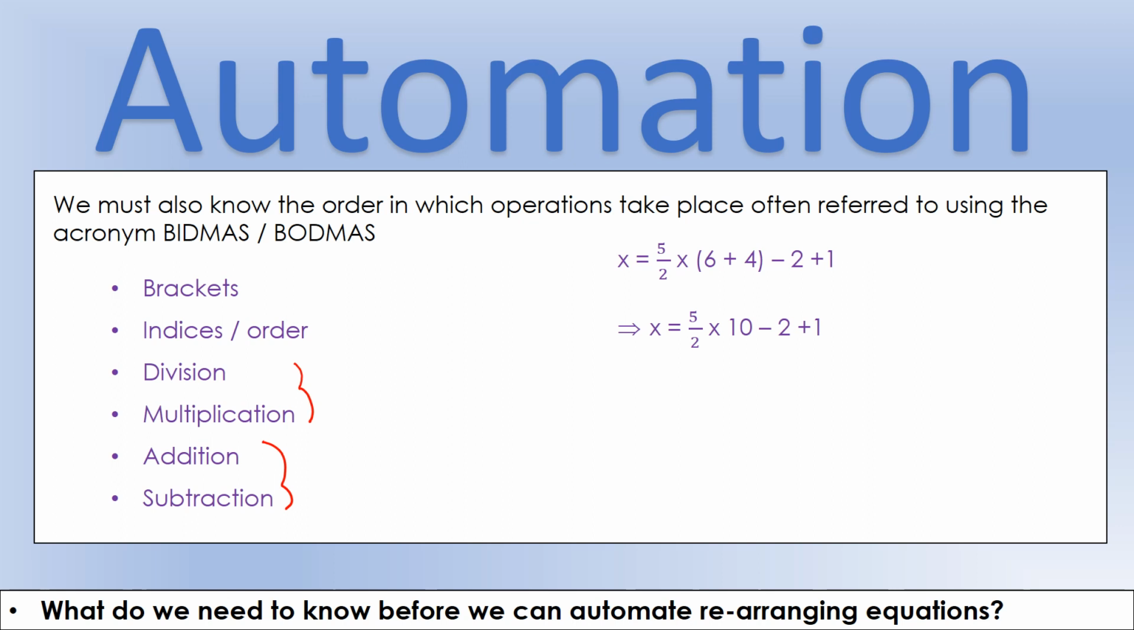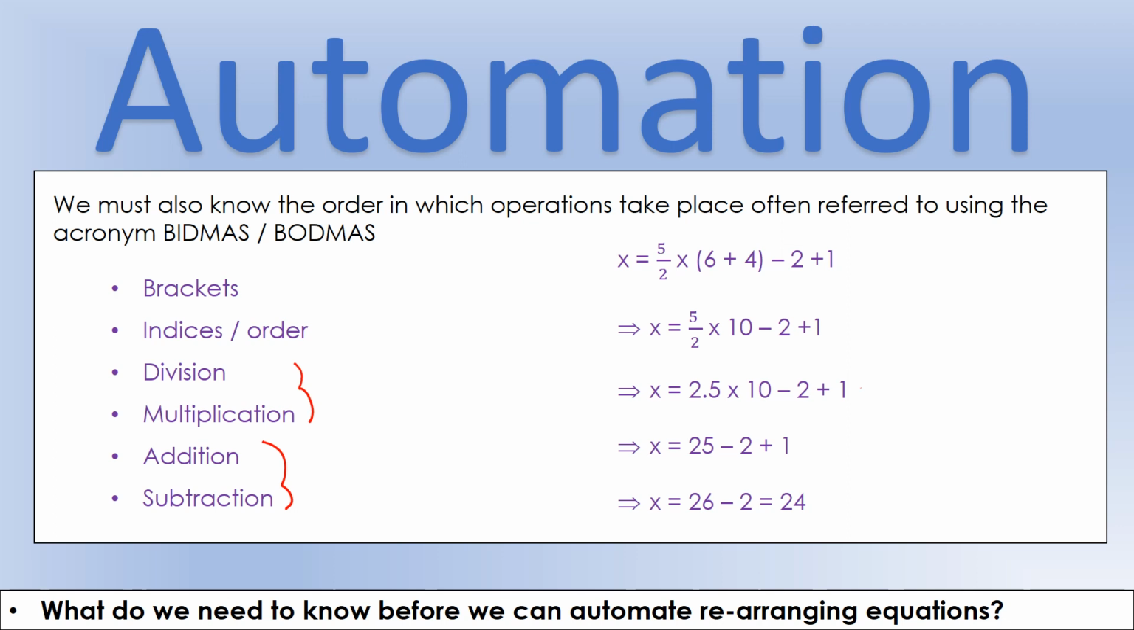Then we do division. So we're going to do this 5 divided by 2 first of all. So you can see we've got 2.5. Then we do multiplication. So we're going to do 2.5 times 10. Then we do addition. So we've added the 1 to get 26. Then we do subtraction and we've got 24. Now, you should realize that we could have done stages 2 and 3 in either order, and we could have done stages 4 and 5 in either order, which is what I was referring to earlier.